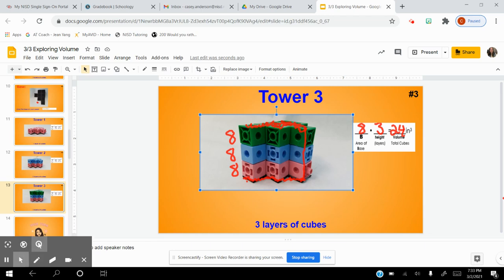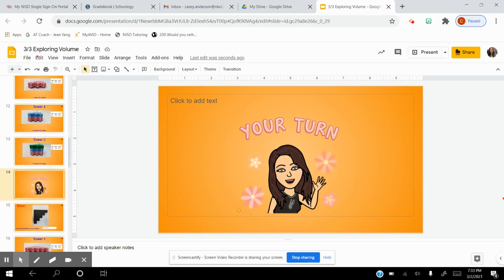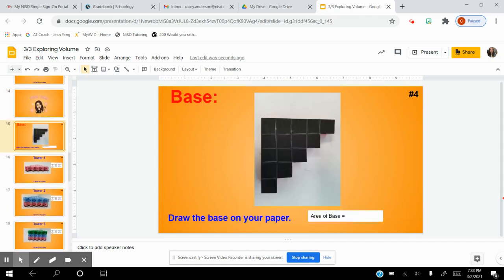Okay, so basically what we're trying to get you to see, now it's your turn to try some out, is how we can relate volume as just that 3-dimensional, how much capacity it holds, like liquid or anything like that. So you're going to have some problems here that you're going to try out on your own. You'll have one that looks kind of like this. So find the area of that base and then stack it and see what your volume would be.